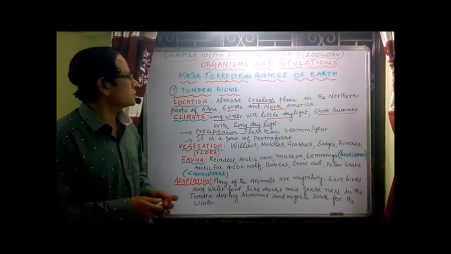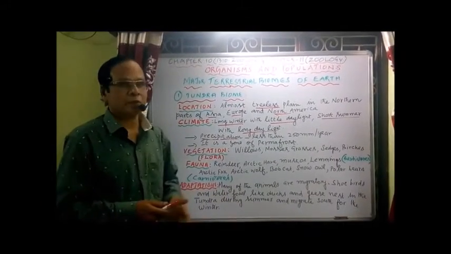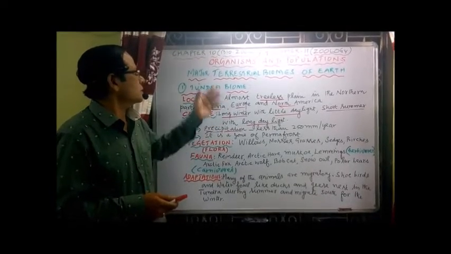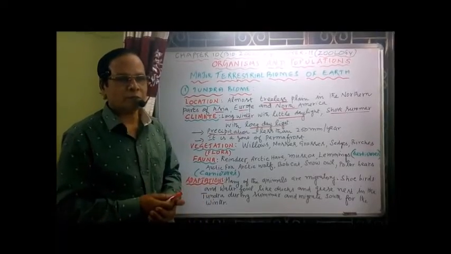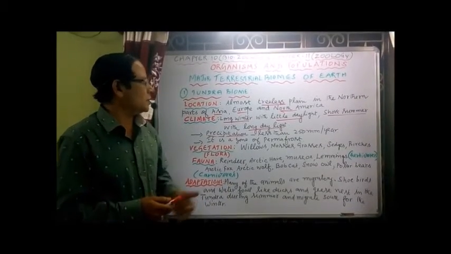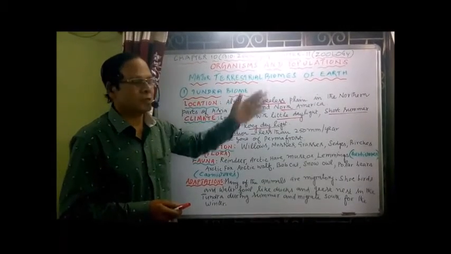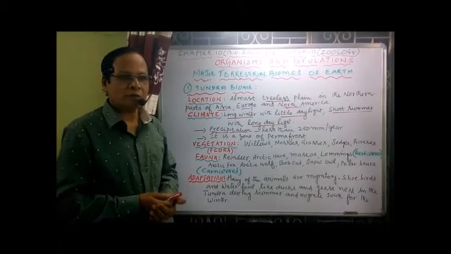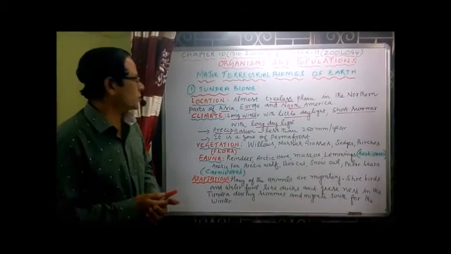Dear students, we have to continue the lesson, that is organisms and populations. In this one, we have started the biomes, the concept of biome, aquatic biomes. Now we have to proceed towards the major terrestrial biomes of Earth. We have different types, starting from tundra, taiga, forest, grasslands, alpine, etc. We'll see one by one.